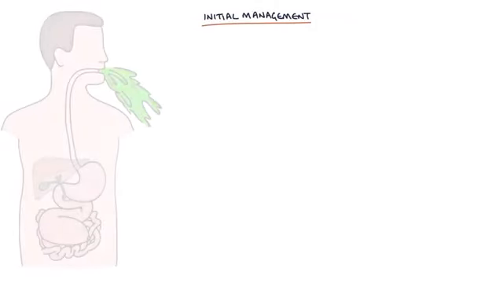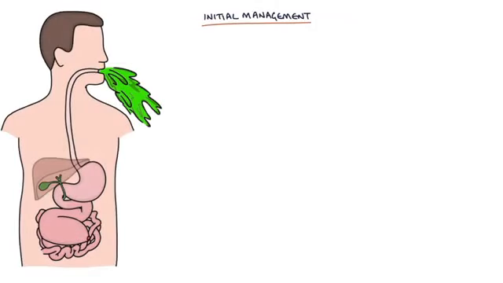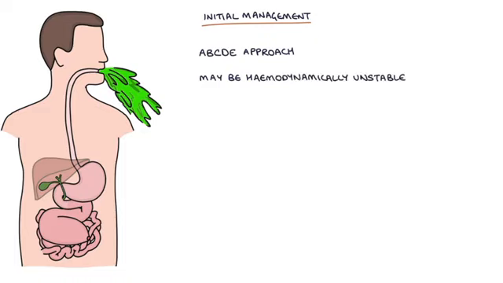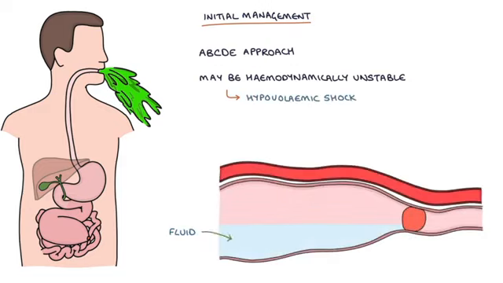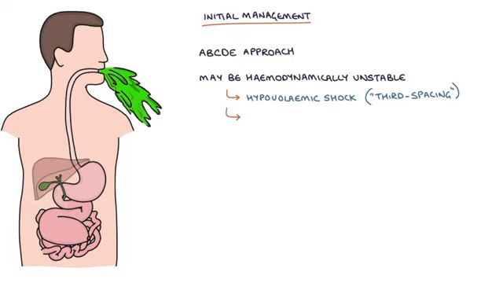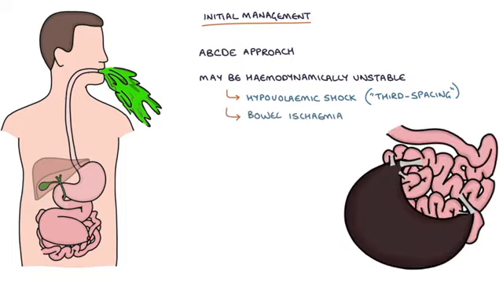Let's talk about the initial management of bowel obstruction. As with any unwell patient, start with an ABCDE approach. Patients with bowel obstruction may be hemodynamically unstable and require urgent intervention if they've developed hypovolemic shock due to fluid stuck in the bowel rather than the intravascular space. Remember, we talked about third spacing. Also watch for bowel ischemia, bowel perforation, or sepsis.